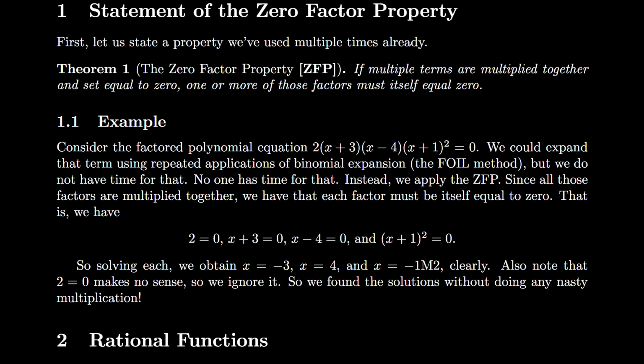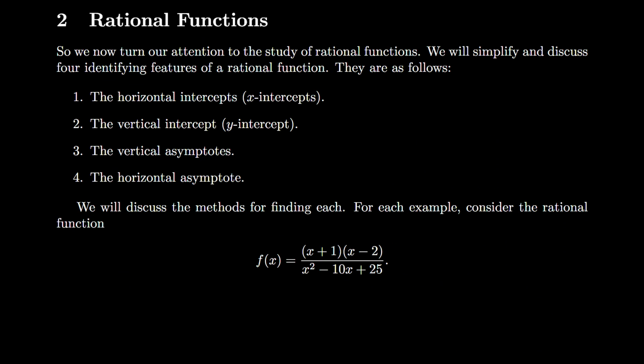So let's skip on and get to the actual thing that we're here to talk about. This is something you're going to need to keep in mind, though. So now we're going to talk about rational functions. We're going to simplify and discuss 4 identifying features of a rational function: their horizontal intercepts, that is their x-intercepts, the vertical intercept, that is the y-intercept, the vertical asymptotes, and the horizontal asymptote. And we'll discuss the methods for finding each.